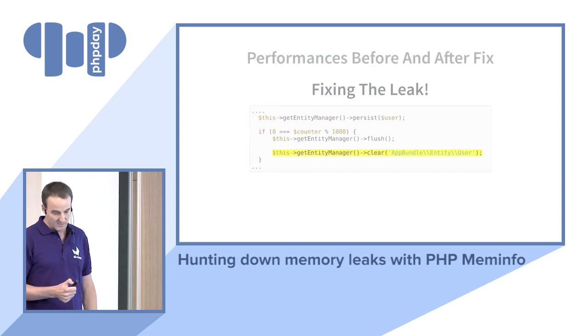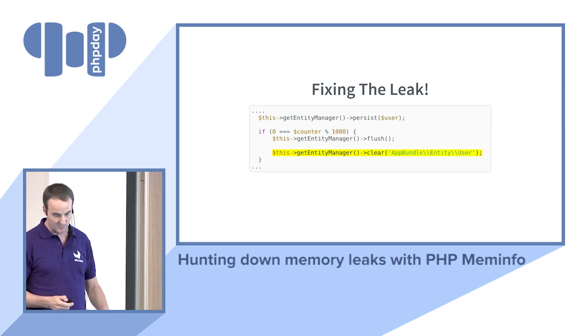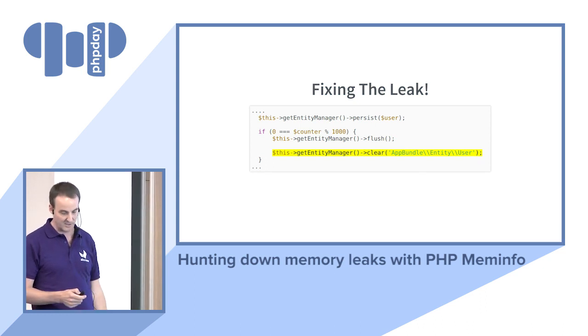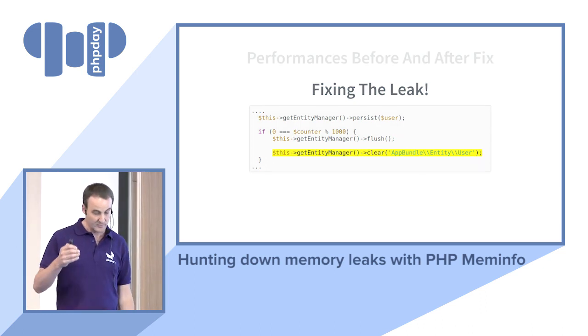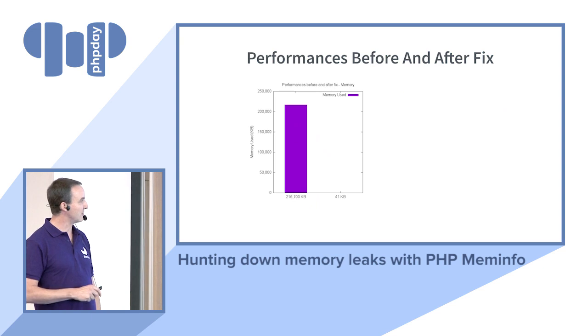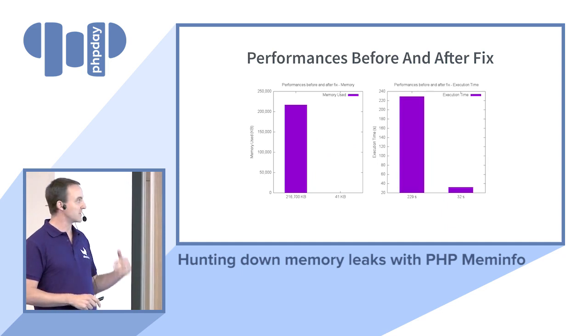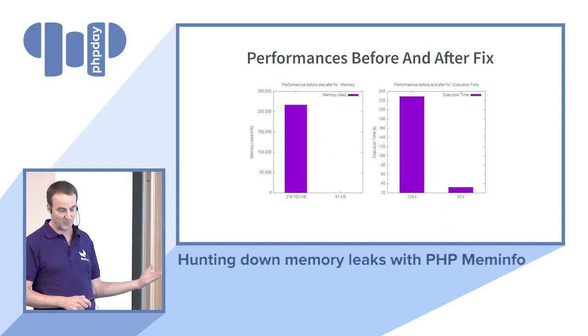Okay, so the fix: clearing my class. It will remove all objects of this class from the entity manager. Once I fix the leak, I can see that in terms of memory used, I went from 200 megabytes to 41 kilobytes, which is far more efficient. And in terms of performance, I'm almost 10 times faster than before.